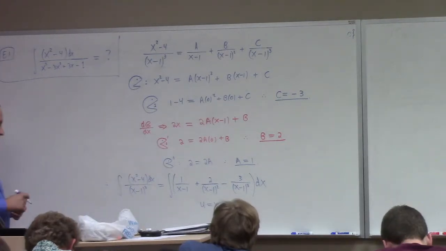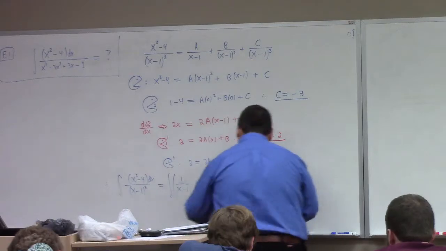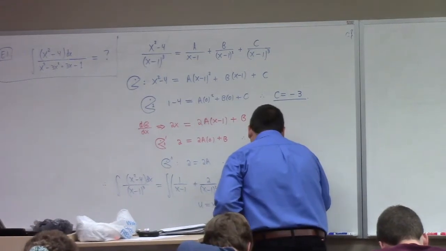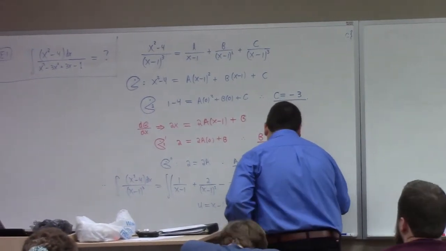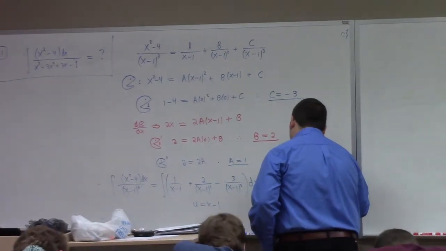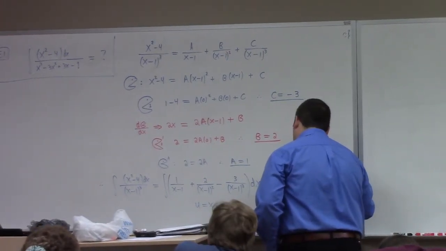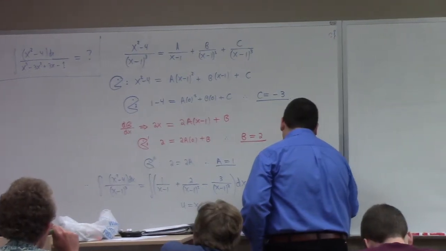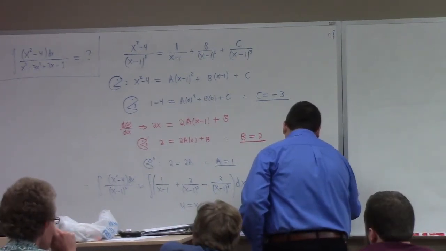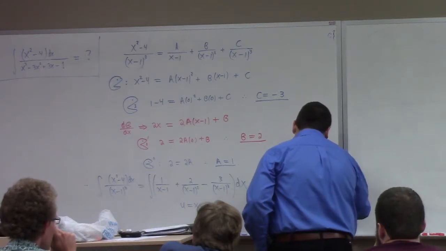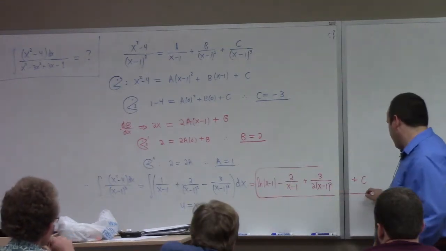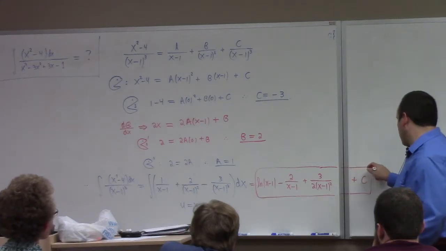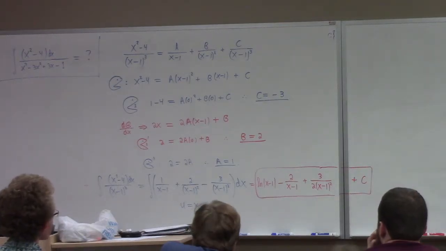Sorry. And so answer, right? What's the answer? The answer is natural log of the absolute value of x minus 1, minus 2 over x minus 1, plus 3 over 2 times x minus 1 squared, I believe, plus a constant. There you go. We hadn't done one quite like that yet, so I want to make sure I included that in our list of examples we've talked about together, because this is something that can happen, right? We have a repeated root.